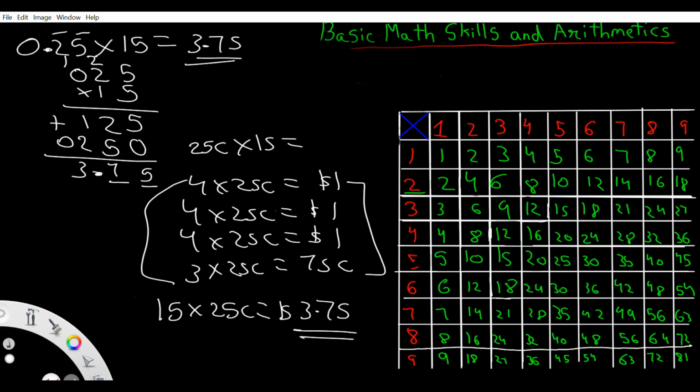So multiplication with larger values and smaller values is exactly the same. But with multiplication with decimal values, we need to keep in mind how many places there are after the decimal point. And then in the answer, we leave that many places and put a decimal point there.